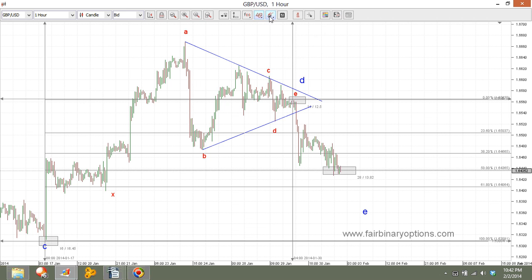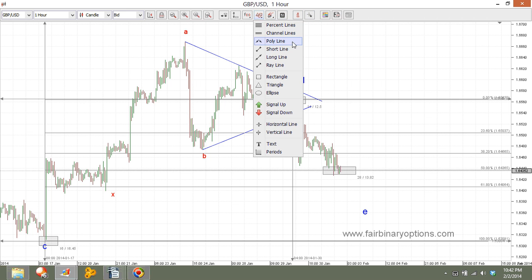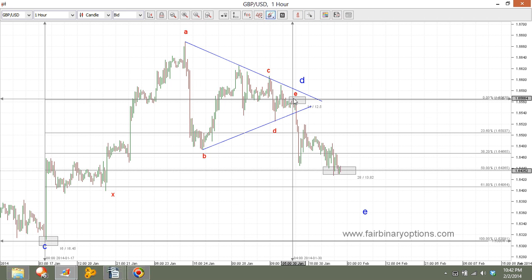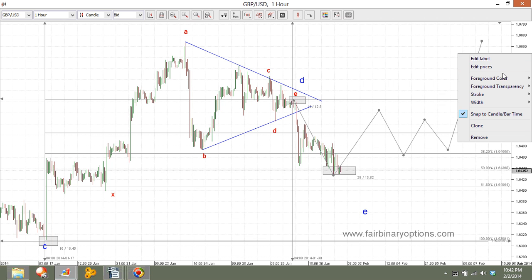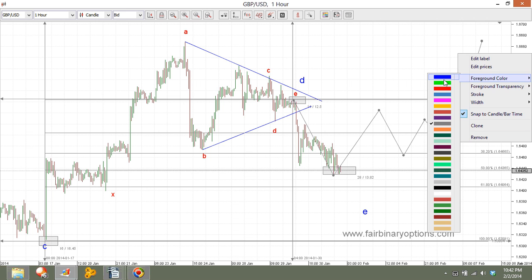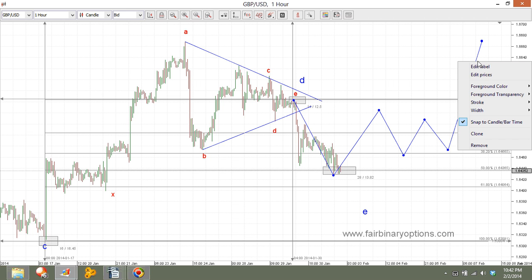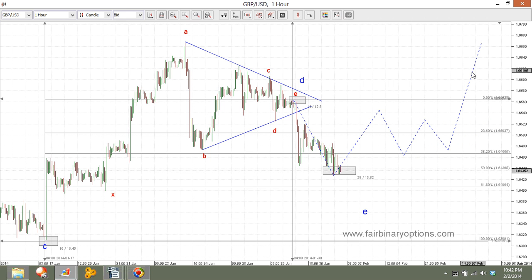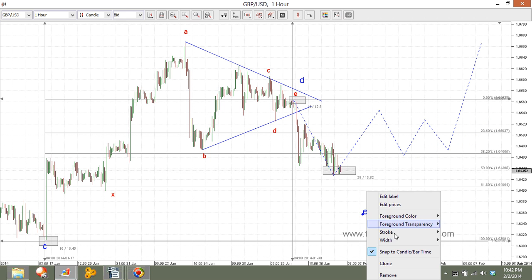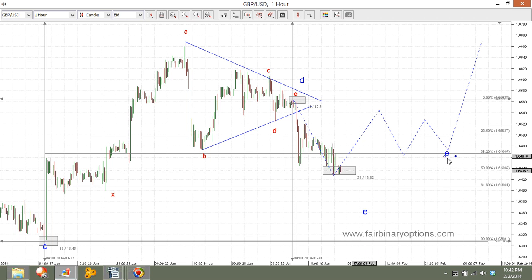So in the end, the E wave, let me take a polyline from here. The E wave blue can be A, B, C, D, E, and then price to break to the upside. That would be one option. Let me make it with blue, like this, so that we know that this is the scenario. And in this case, our E wave should end around here.